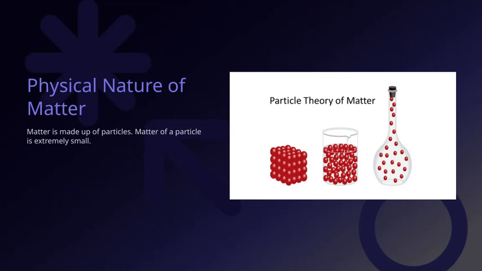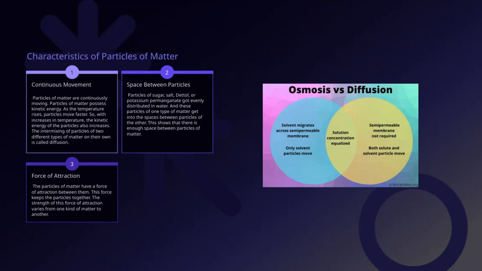Matter is made up of tiny particles, and these particles are the fundamental building blocks of everything around us. What's really fascinating is that the particles themselves are extremely small, so small that we can't see them with the naked eye. This tiny scale is what gives matter its physical properties, like volume and mass. Understanding that matter is composed of these minuscule particles helps us grasp how it behaves and interacts on a microscopic level. Remember, this concept is key to understanding the physical nature of matter and how it forms the world we experience every day. Now, let's look at some key characteristics of particles of matter.